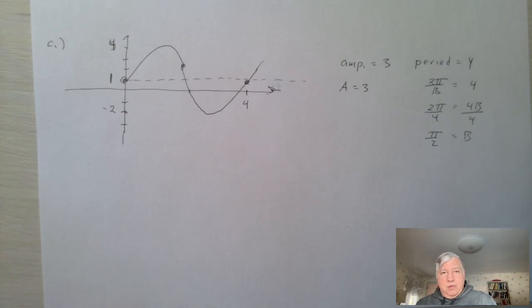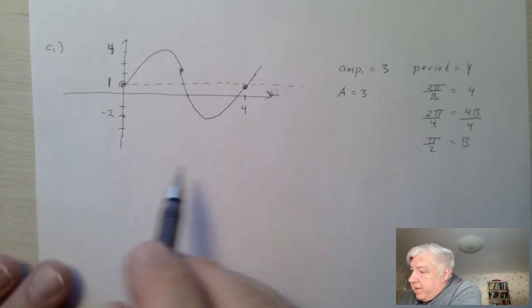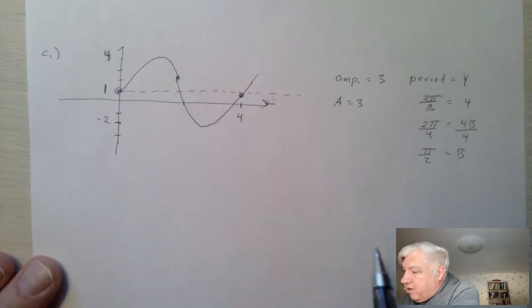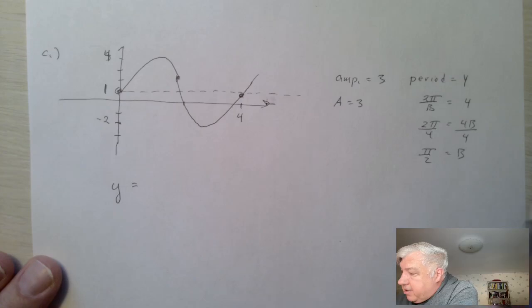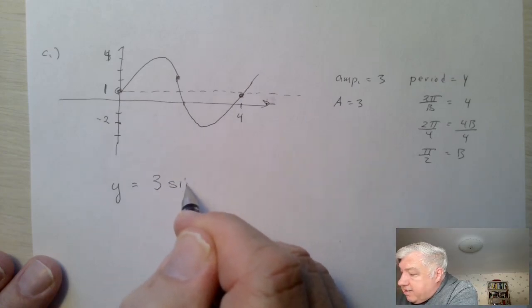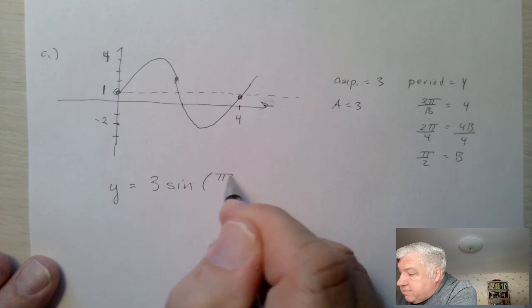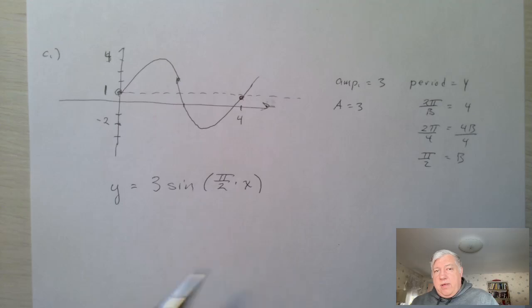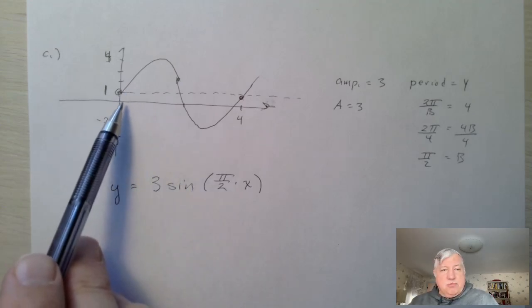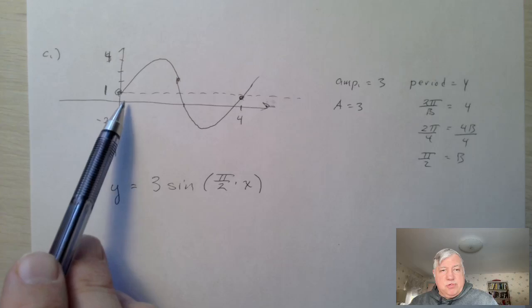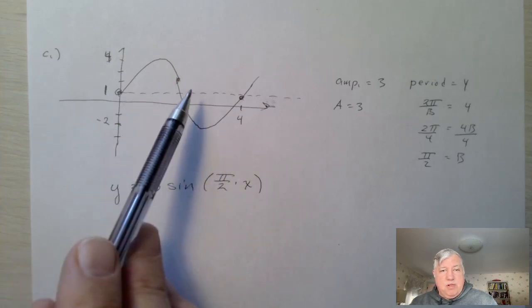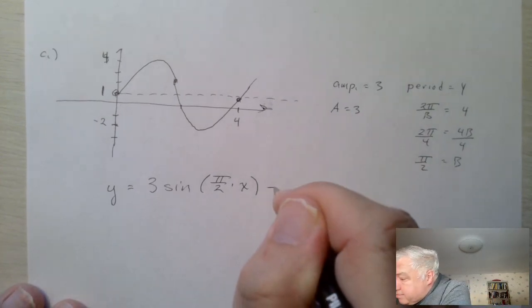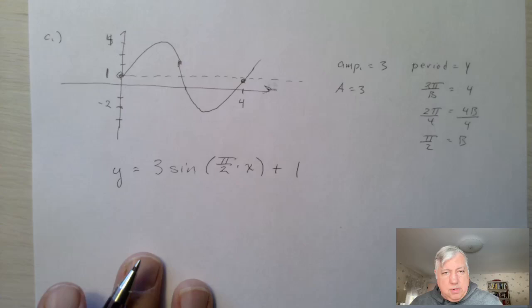Okay. So this kind of looks like a sine curve, right? We shifted up 1. So it looks like y will be 3 sine of pi over 2 times x. That would be the graph if all these points were shifted down 1. But we basically shifted it up 1, so we're actually doing this plus 1.